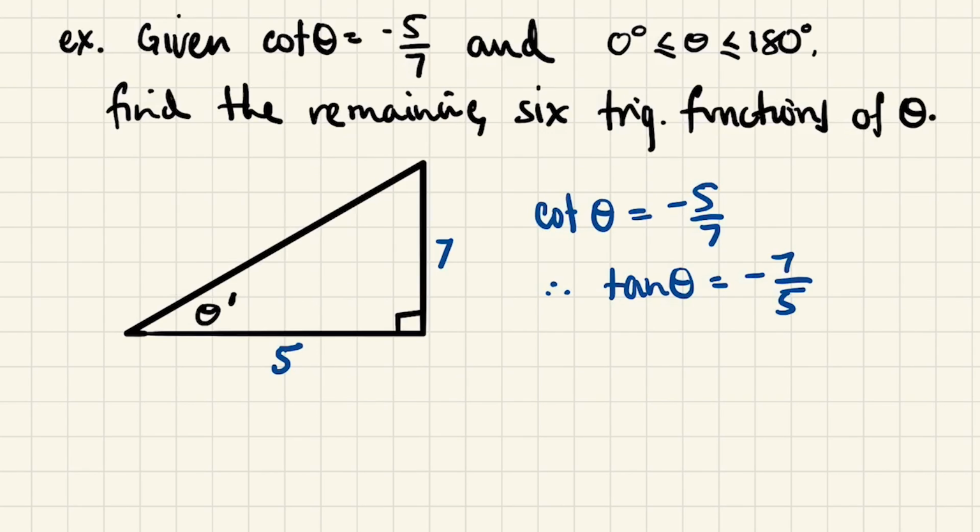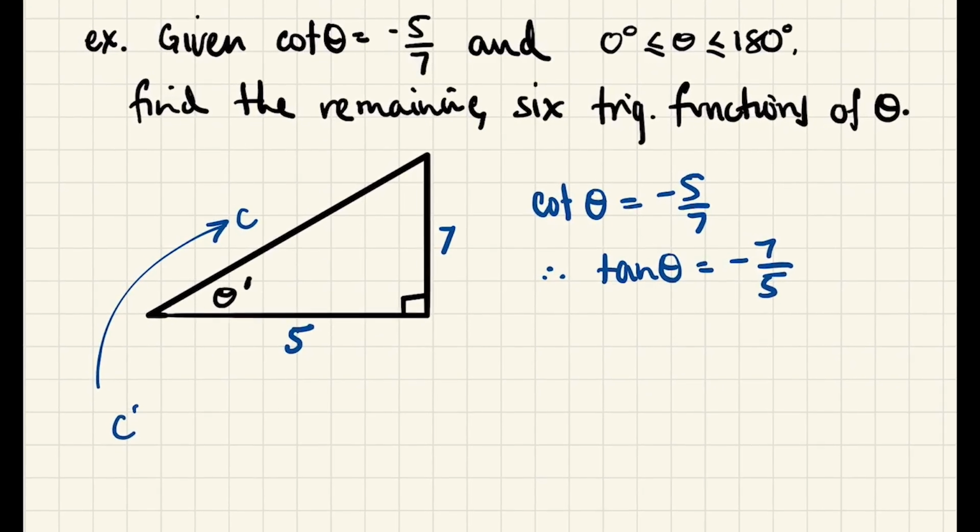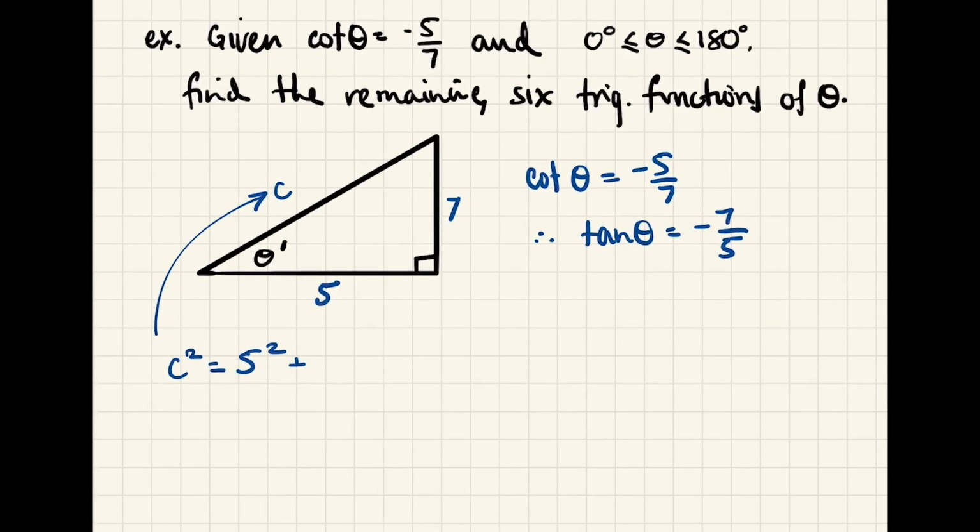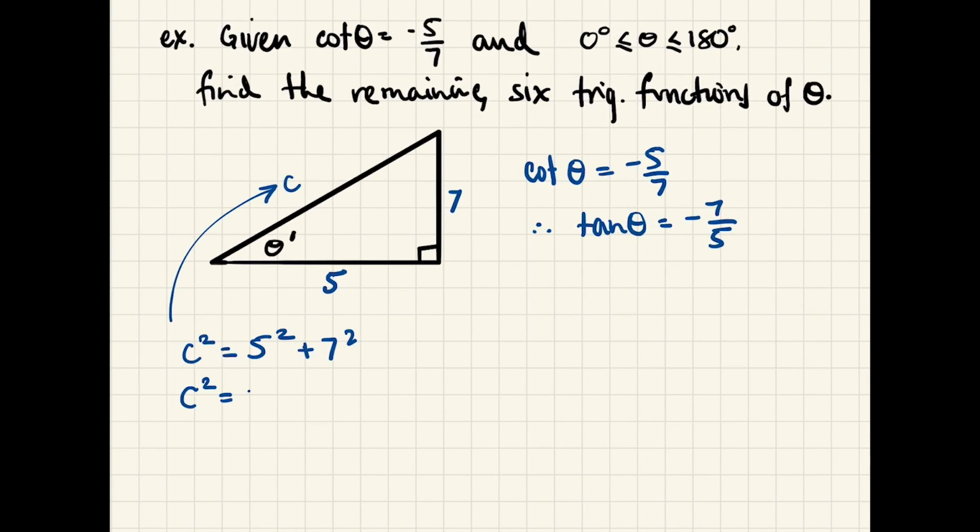Okay, so now we're going to use the Pythagorean theorem to find the hypotenuse. Let's call the hypotenuse C. So we know C squared is 5 squared plus 7 squared. So that would be 25 plus 49. So C squared is 74, and therefore C is the square root of 74. And if you remember the example from last time, square root of 74 certainly featured prominently in our answer.